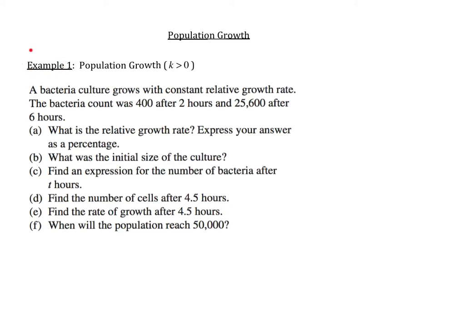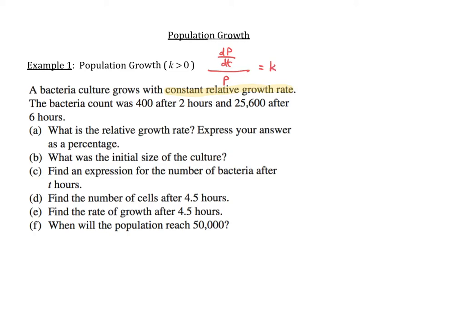Let's look at an example of population growth. Now, we're going to read this question carefully to really unpack what it's trying to say. In the first sentence, it says a bacteria culture grows with a constant growth rate. What that term, constant growth rate, is really telling us is that the relative growth rate, dP/dt relative to the population size, is going to equal a constant.